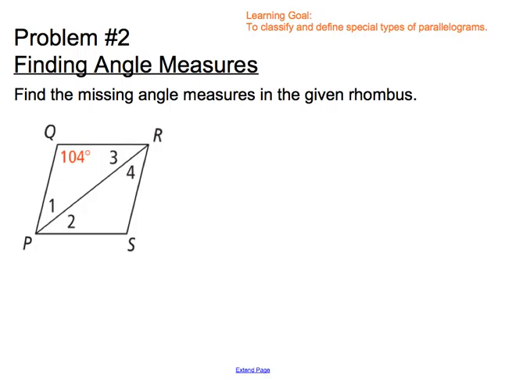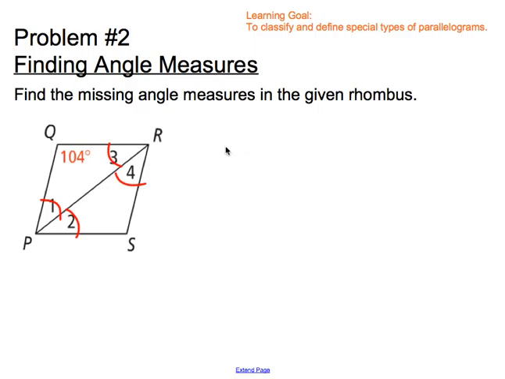So one of the questions that we can answer with this is the algebraic question asking us to find the missing angle measures in the given rhombus. Based on the second theorem that we saw, we know that P and R, being opposite angles of this parallelogram, have to be bisected by this diagonal. So one of the things that we know is all four of these angles have to be exactly the same. If we then look specifically at triangle PQR, we can see that triangle PQR is isosceles.